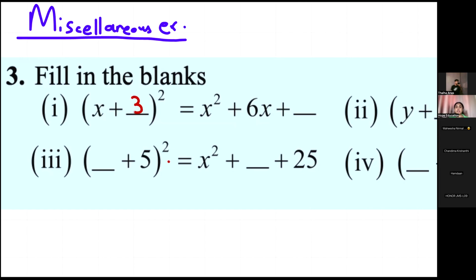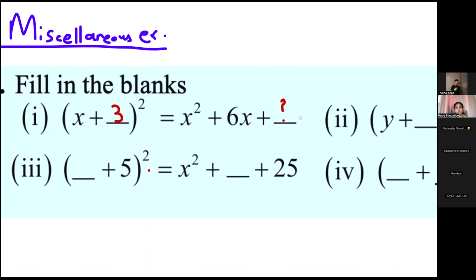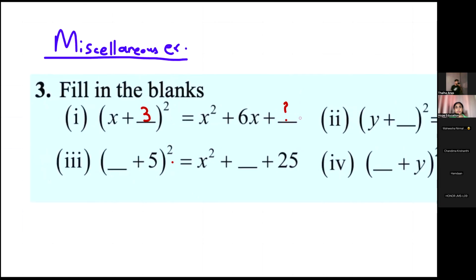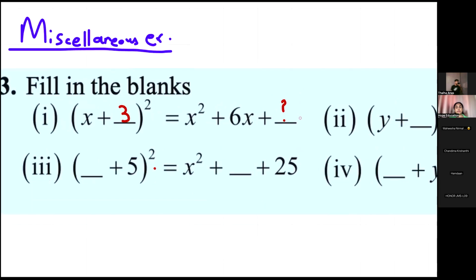Okay, first term squared: x squared. Then x multiplied by 3 multiplied by 2 is 6x. Yes, 3 is correct. Then what comes here? Nine, yes, because second term squared, the second term is 3, 3 squared is 9. So that comes here. Good. Then what comes here?